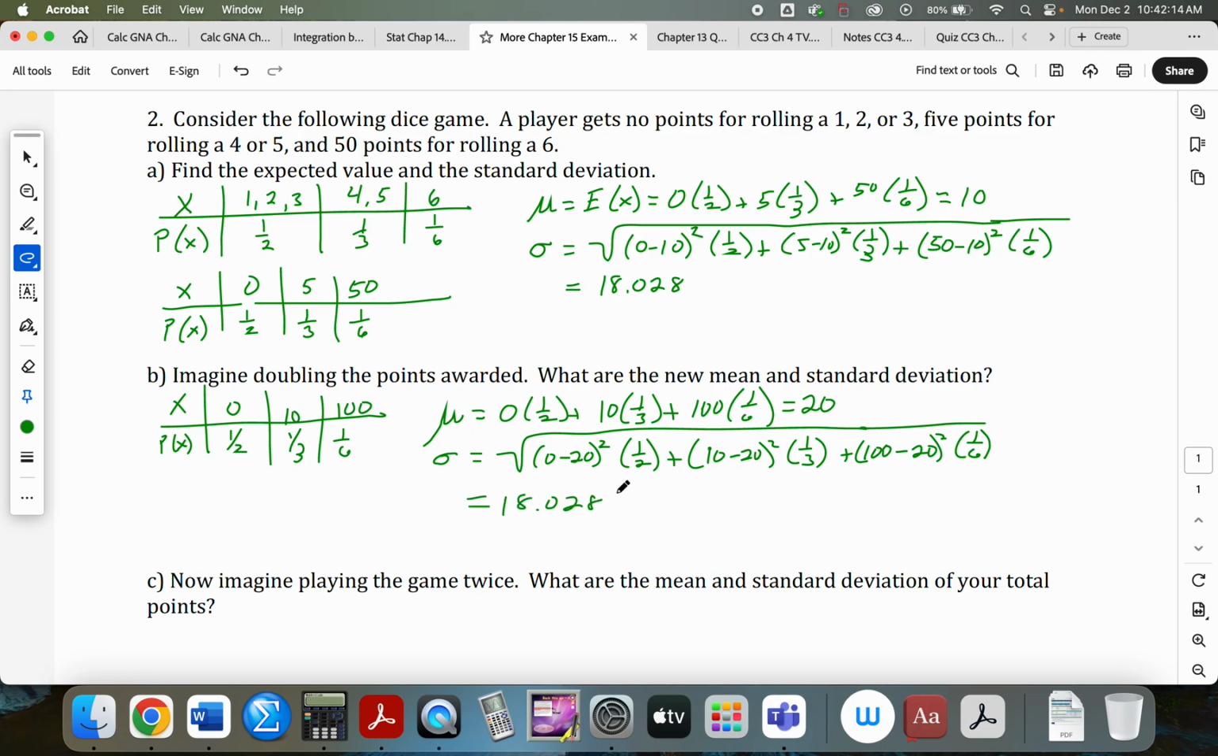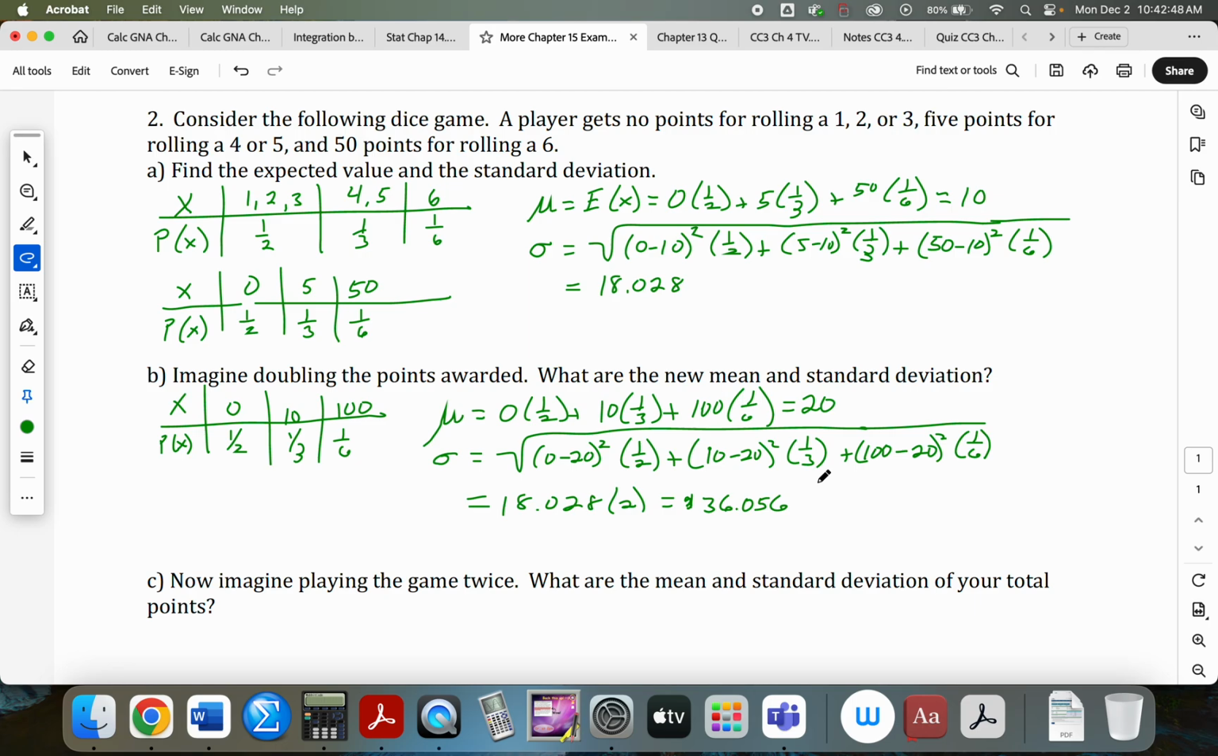18.028. So it's 36.056. So if we have doubled the points, we have now doubled the standard deviation and doubled the expected value. So when would they stay the same? Because I remember the standard deviation at some point stays the same. We'll see if we can get to that one.